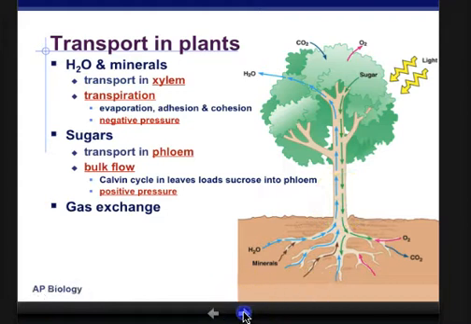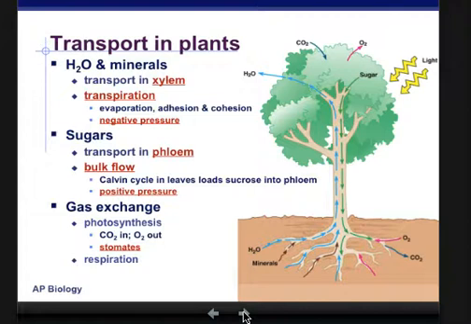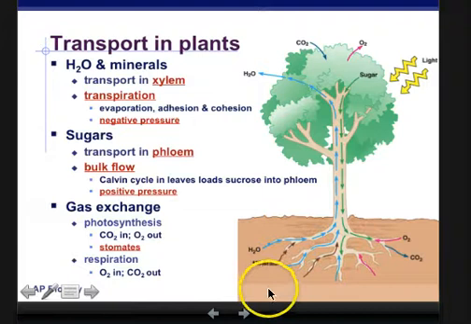And gas exchange is photosynthesis, of course, and cell respiration. So with photosynthesis, carbon dioxide in, oxygen out. For respiration, oxygen in, carbon dioxide out. Plants do it all.